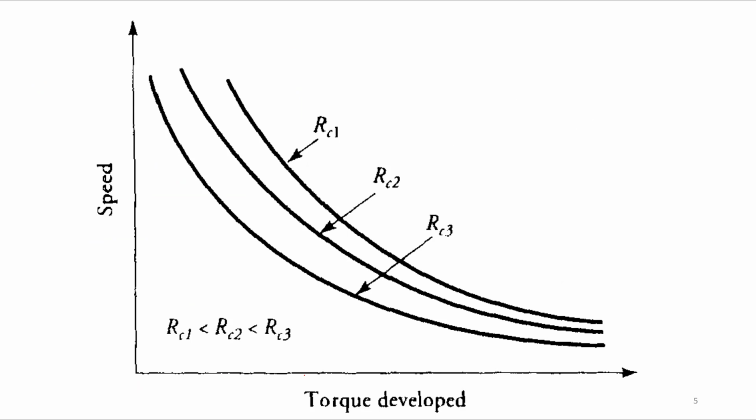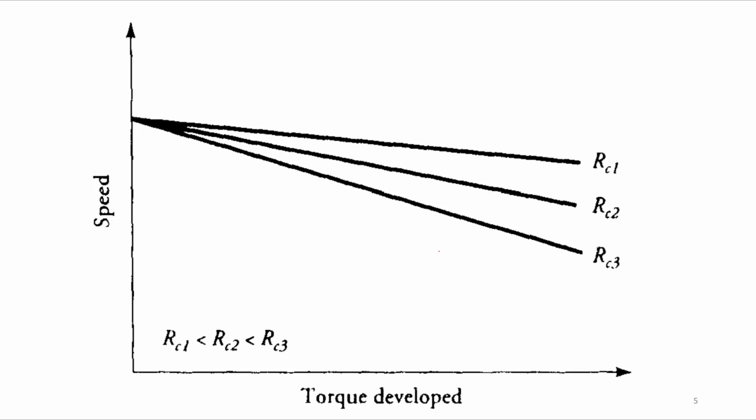So this is a speed-torque characteristic for different control resistances in a series motor. Already we have seen this characteristic for the series motor, right? Here RC1 is less than RC2, which is less than RC3. As your control resistance value is increasing, the curve will be closer towards the axis, okay?